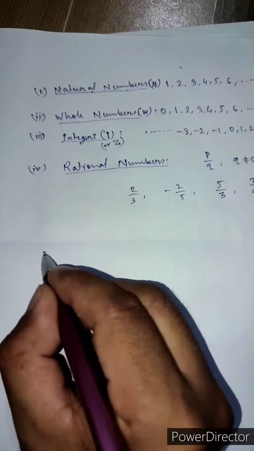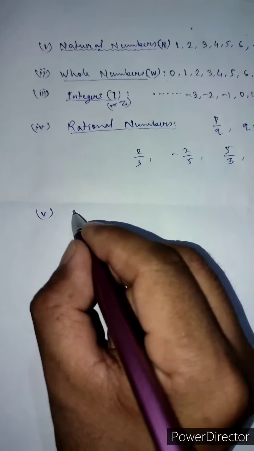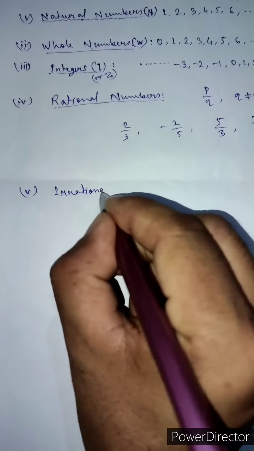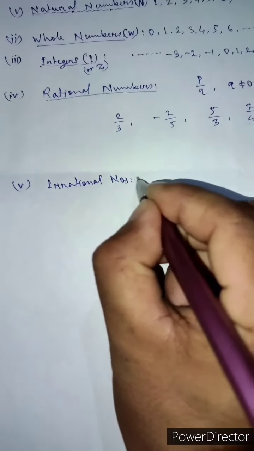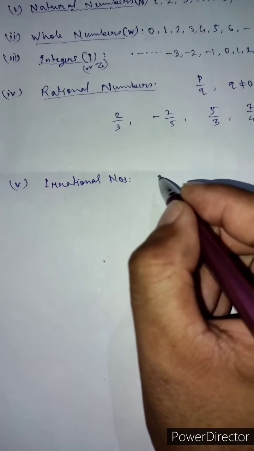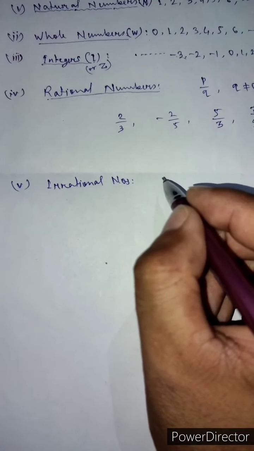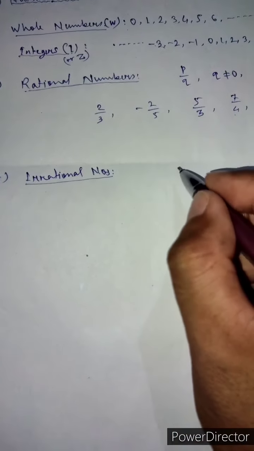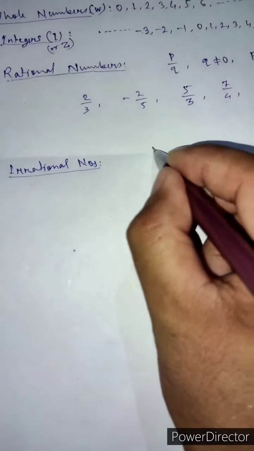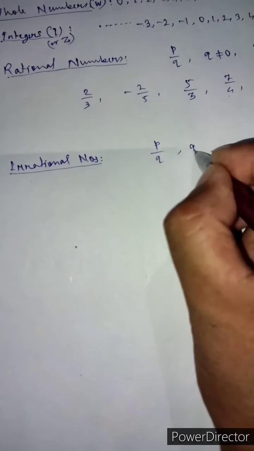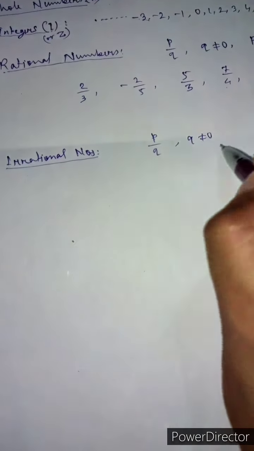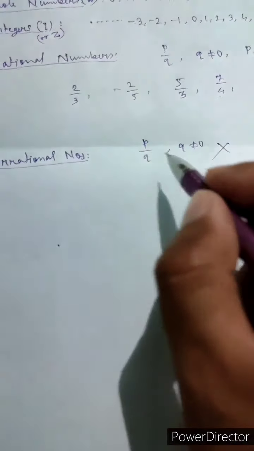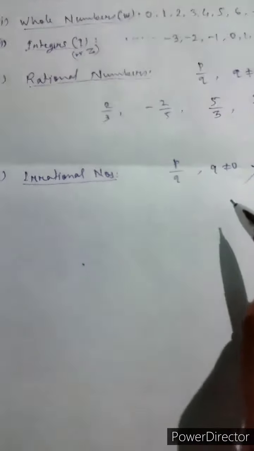After that, let us know about irrational numbers. Which are these? Irrational numbers are those numbers which are not rational. That means if we want to express in p by q form, q not equal to 0, then this should not hold. If this condition does not hold, then it is called an irrational number.